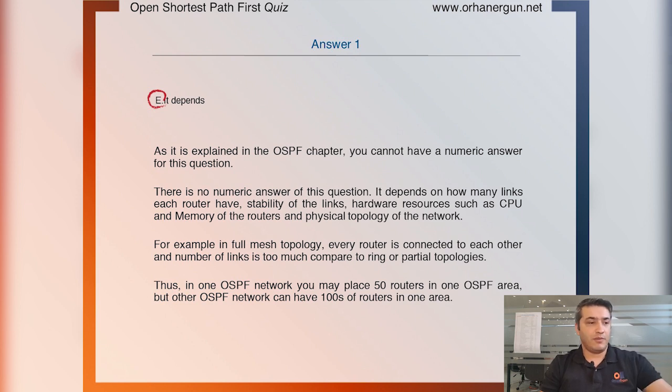That's why it depends. Also, as you can see, by the way, for each question I am sharing the answer. You can read it later on if you want. Why? Device, CPU, memory, so hardware, and the topology in your network, whether it is full mesh or partial mesh, so the number of links will grow. It depends also on other things like the stability of the links in your network, okay? So that's the important question.